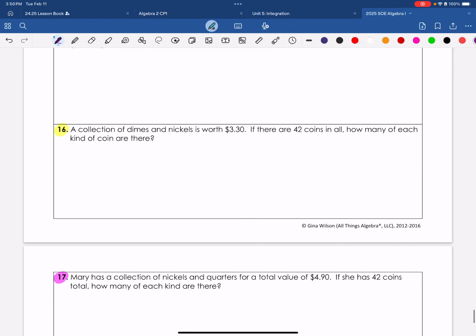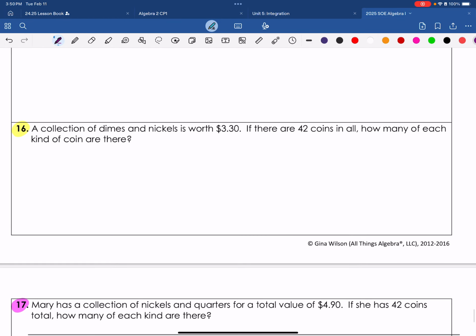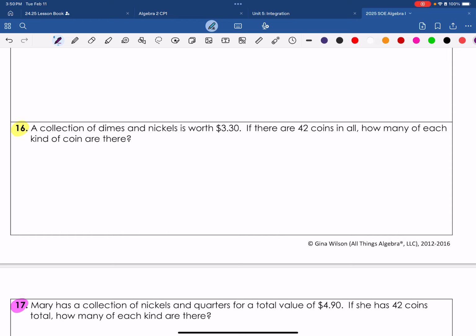All right, number 16 is very similar to the cost and quantity type equations that we're going to be setting up. But now we're dealing with nickels, dimes, pennies. So before we do anything related to specifically this problem, I just want to kind of summarize real quick. And I want you to write this down in your notes.